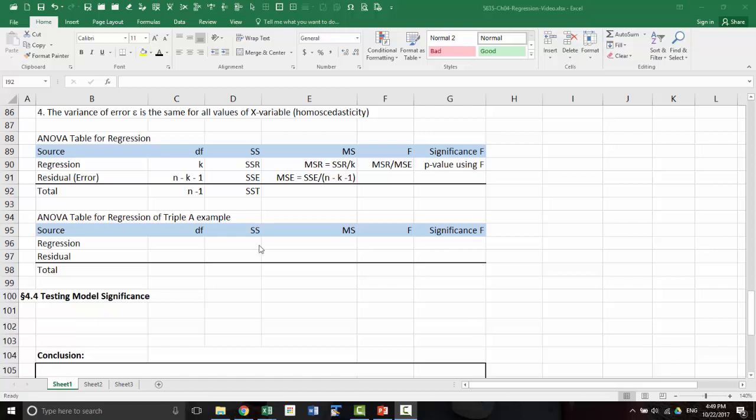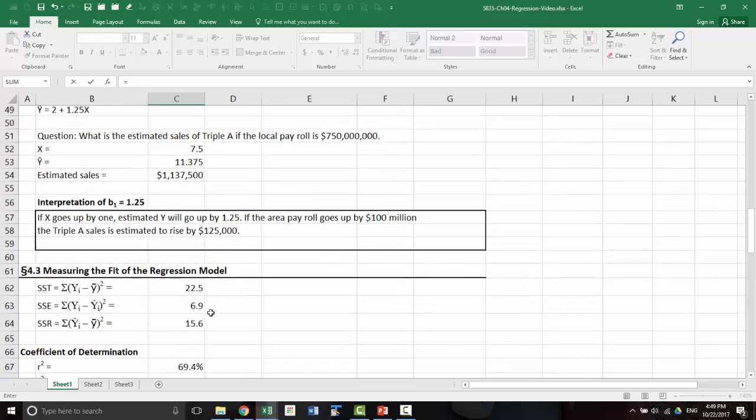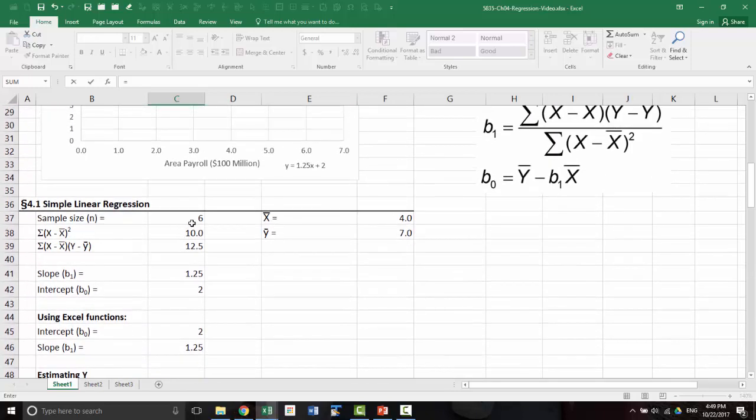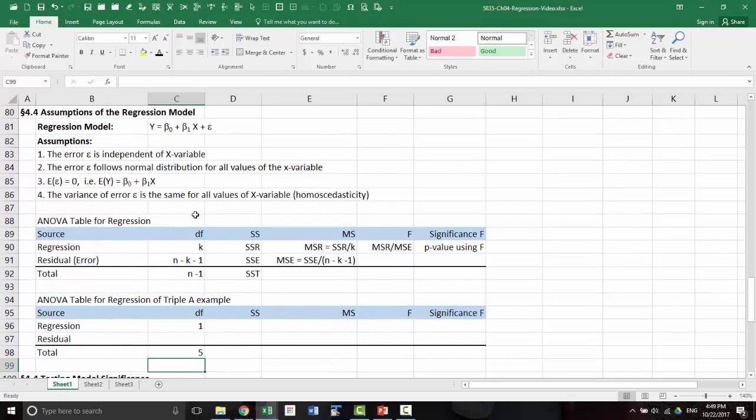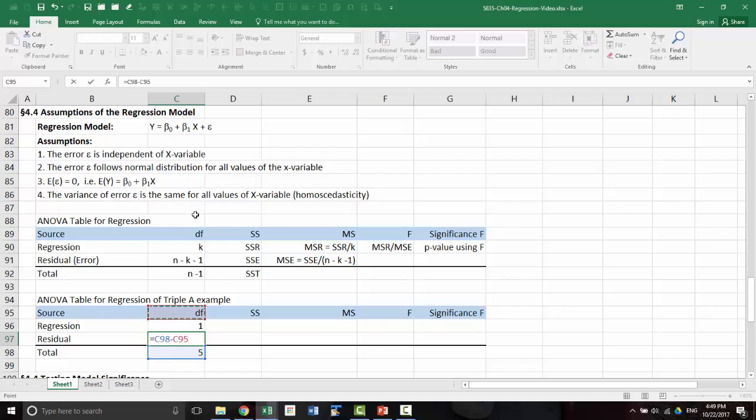Now let's complete the test. So here is the ANOVA table, how it should be constructed. Let's start with degrees of freedom. Degrees of freedom for regression for our example, there is only one x, so that is 1. Total degrees of freedom is n minus 1. We have the sample size here, so n minus 1. Residual degrees of freedom, or error degrees of freedom, would be that minus that.